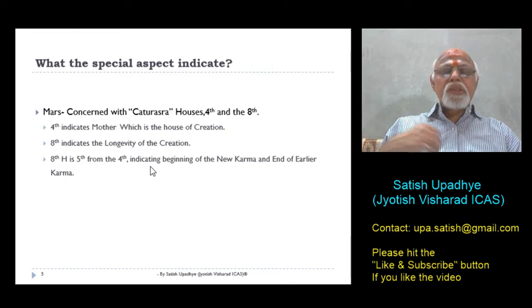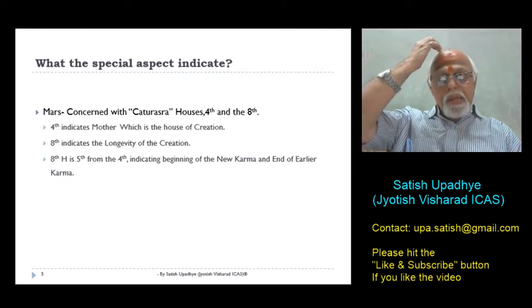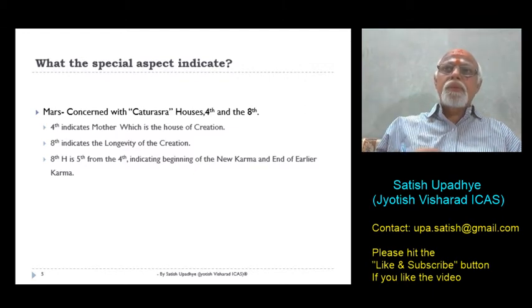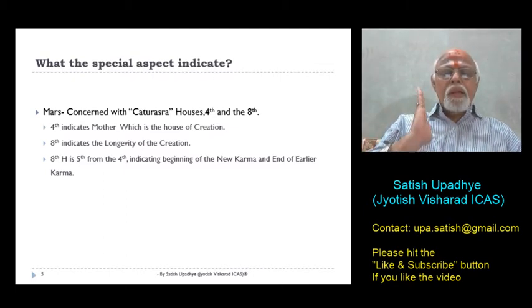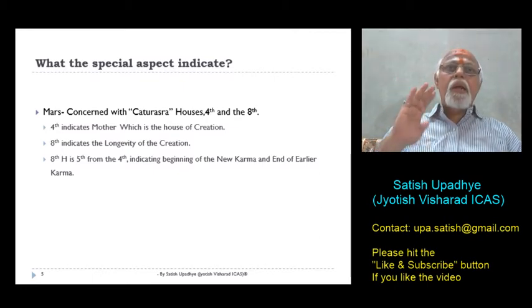The eighth house, which is the fifth house from the fourth house, indicates the beginning of the new karma. What do we mean by the eighth house? That is the death house of the man. What does it indicate? The eighth house is the beginning of a new life for the human being. One life gets completed and he starts his new life. That's why the eighth house is longevity as well as the birth of a new soul in a new form. It indicates the end of the previous karma and the beginning of the new karma.